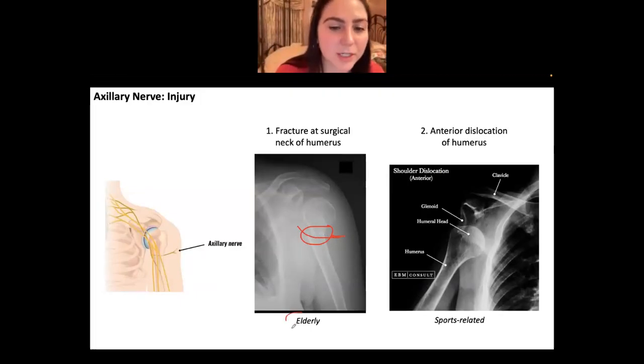And typically the patient type you see this in is elderly people. A lot of the time you don't really have fractures at the surgical neck, like all the way up there, but in elderly people it's a little bit more common.